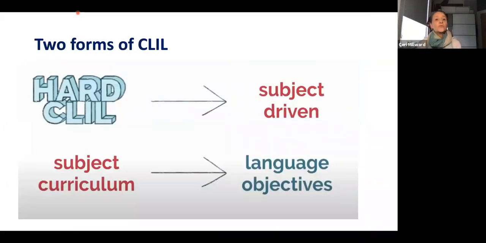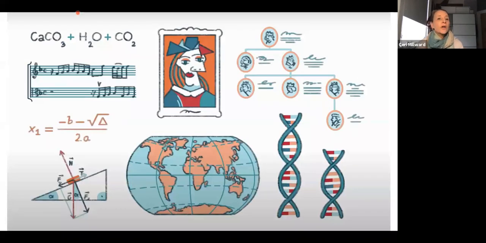Okay, we have two forms of CLIL. There's hard CLIL, which is subject driven and taught by subject teachers. So of course, the subject curriculum drives the language and the language objectives. So here's an example or some examples of the type of subjects that might be taught through CLIL. So I'll just give you a second. Can you guess what pictures these are?